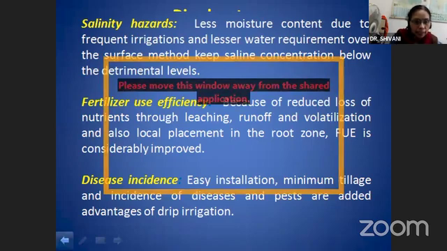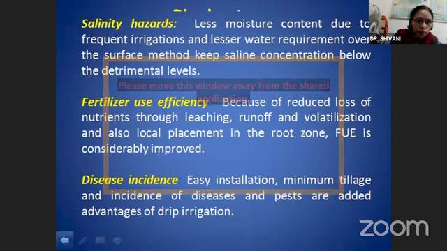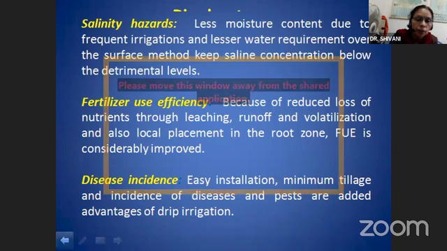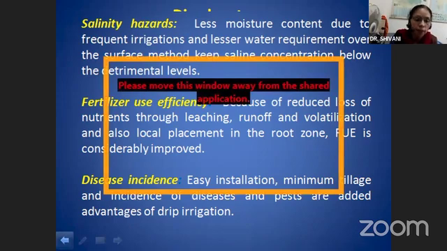Salinity hazards, fertilizer use efficiency, and disease incidence. These are also some of the important points which are very important for crop production. And easy installation, minimum tillage, and reduced incidence of disease and pest are very much an added advantage of drip irrigation.